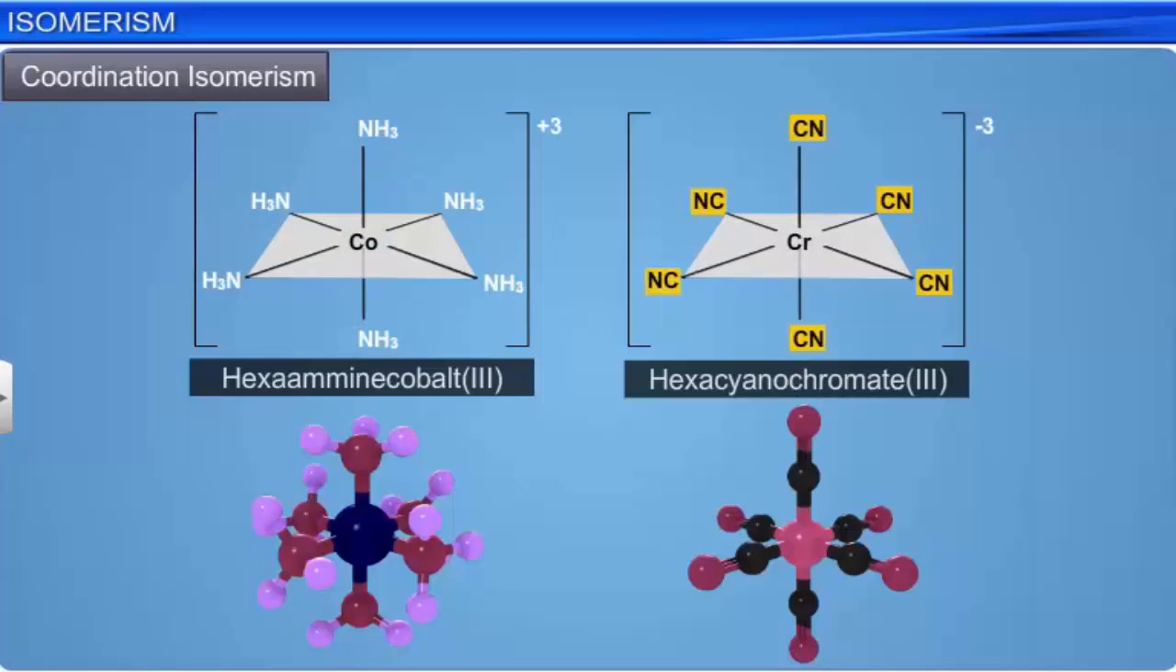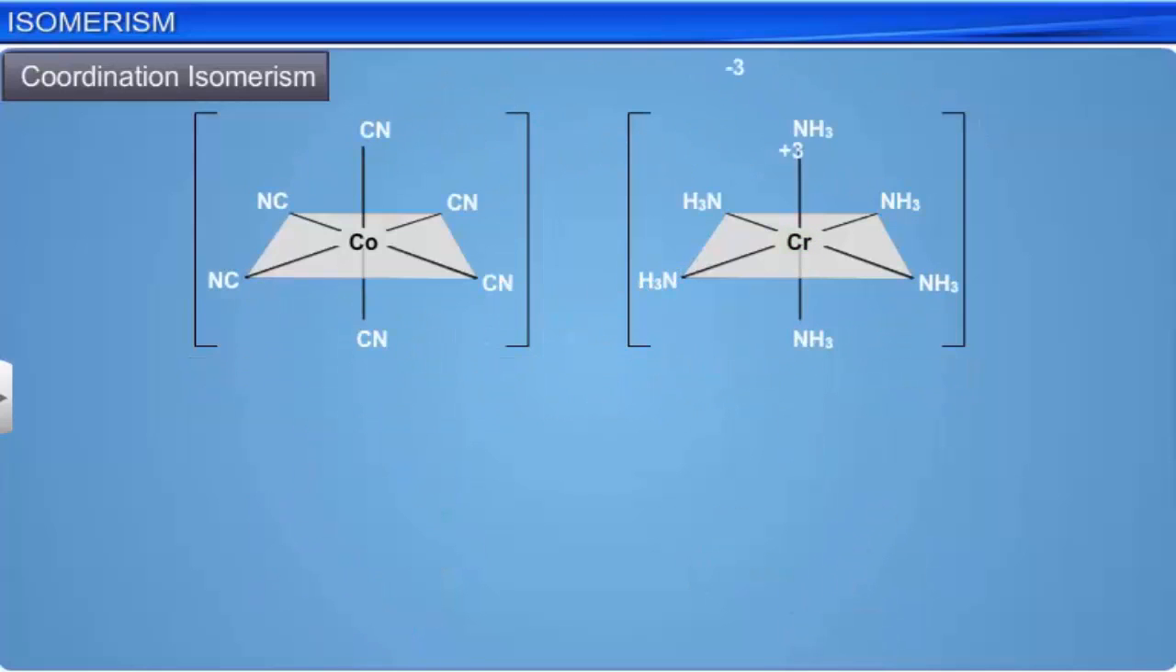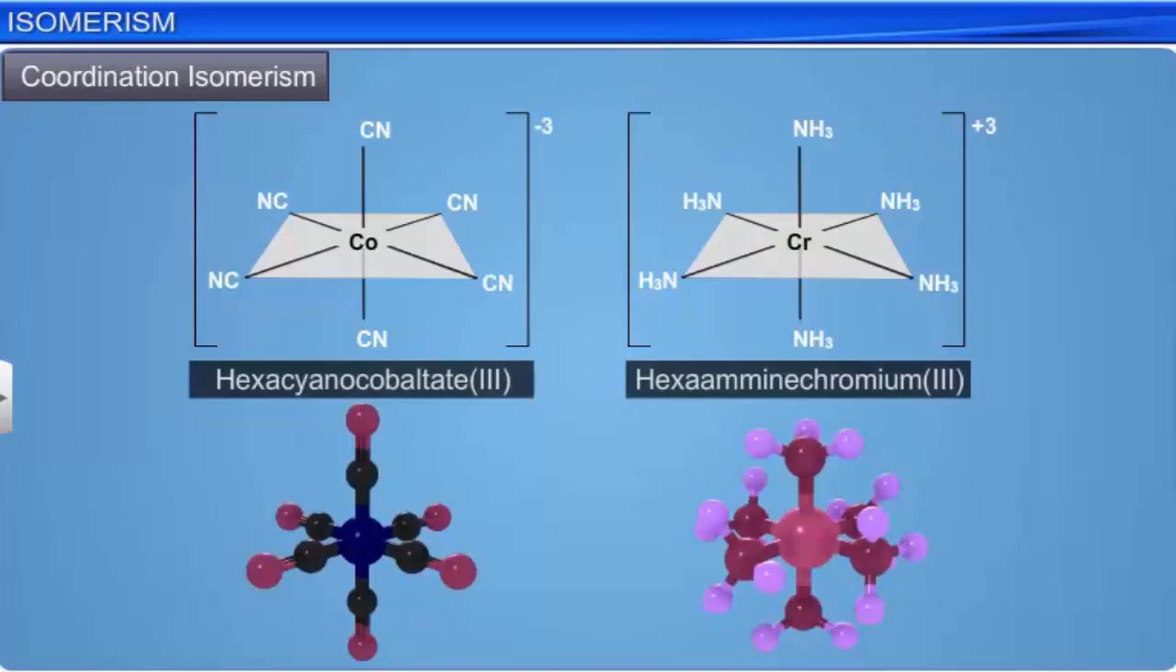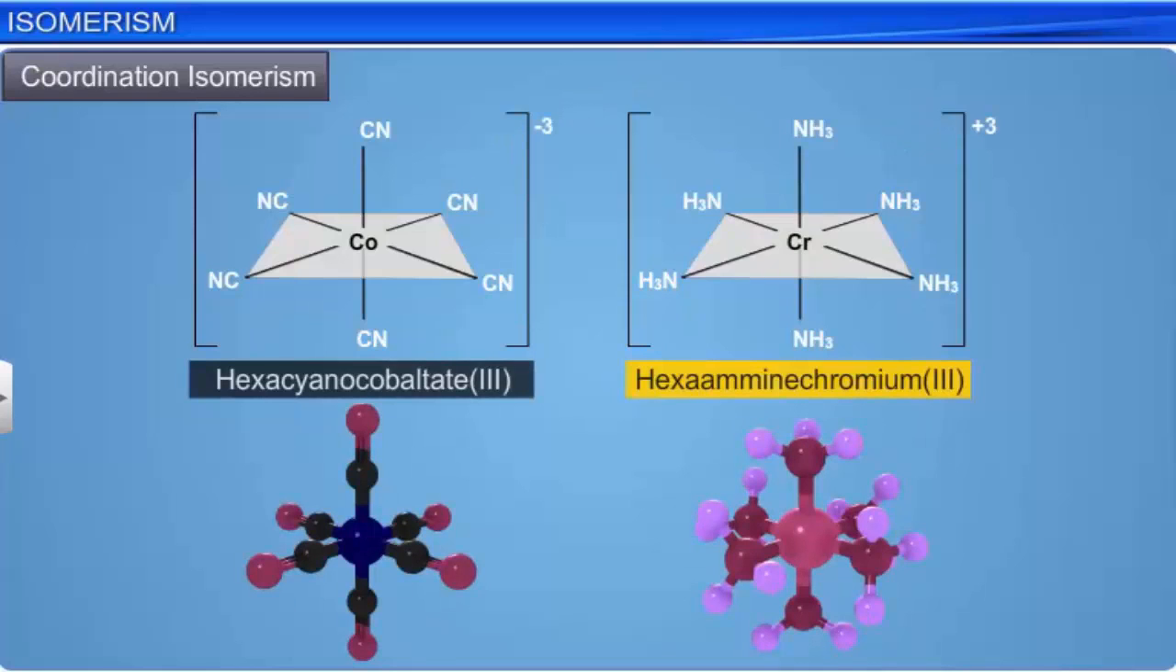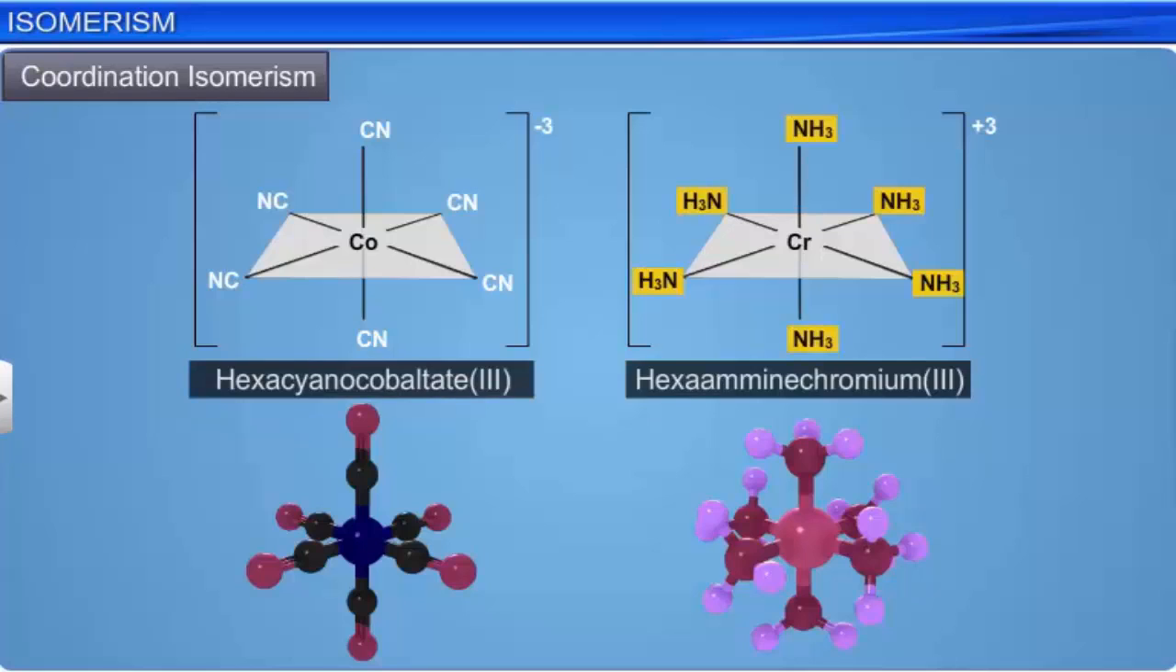In its coordination isomer, hexaamine chromium 3 hexacyanocobaltate 3, the ammonia ligands are bound to the chromium 3+, while the cyanide ligands are bound to the cobalt 3+ ions.